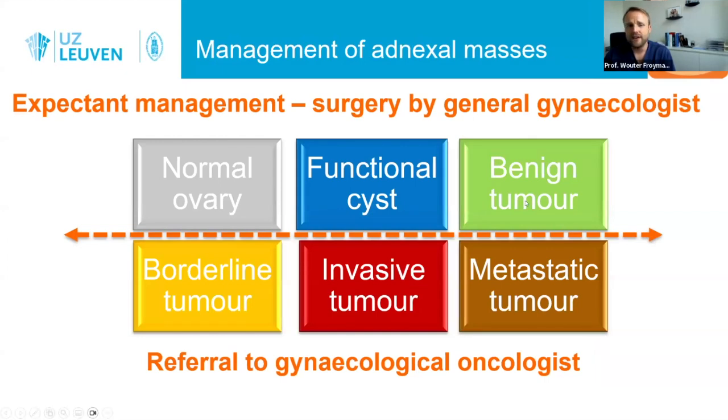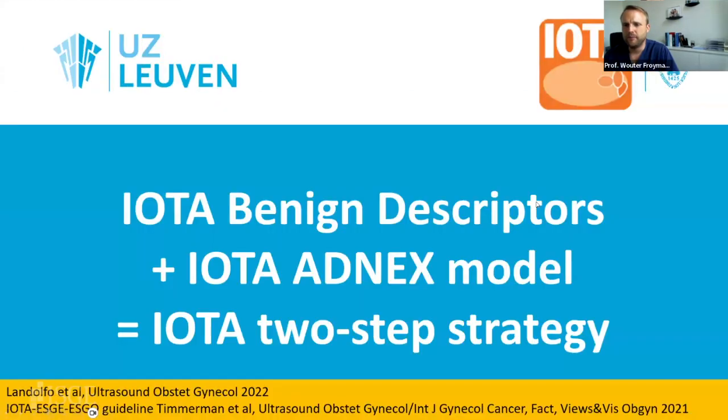So what about the neoplastic findings? So we talked about the functional cyst, the tubal pathology. What about the real tumors? So we know some will be benign, some can be malignant. How do we classify them? Well, we know from a recent consensus paper endorsed by also ESGE and ESGO that we should apply the IOTA two-step strategy to stratify patients in risk groups.